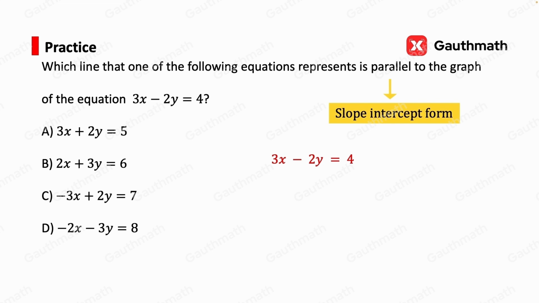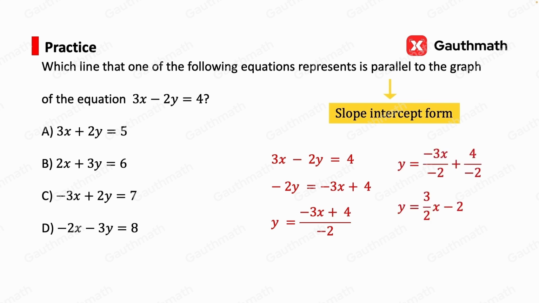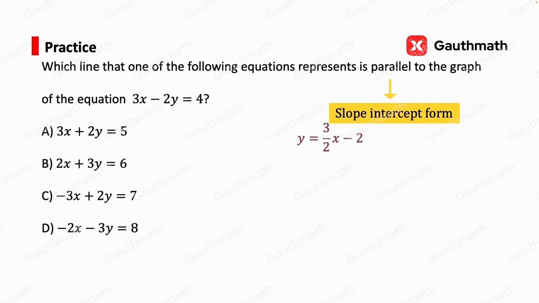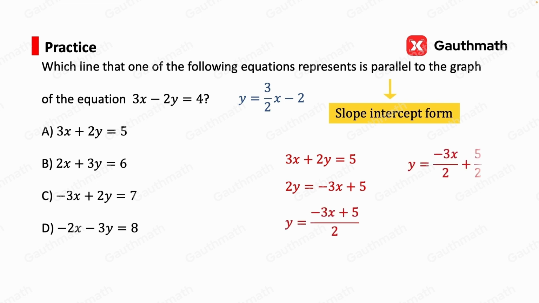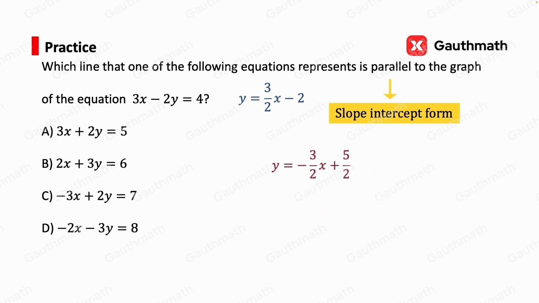To change from 3x minus 2y equals 4, we need to move 3x to the other side, then divide by -2 to change the coefficient of y to 1, and simplify. We get y equals 3/2 x minus 2. That tells us the slope of the given line is 3/2, and the y-intercept is -2. Now for A, we need to do the same thing. Solving for y, the slope of A is -3/2. Different sign, not correct.